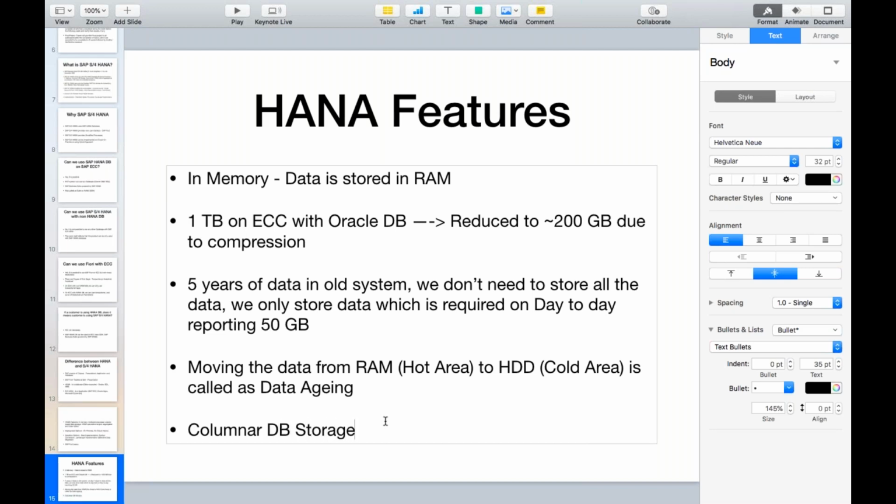So the first functionality, the first benefit of storing the data in the column-based form, is compression. It supports compression. All other traditional databases we were using with SAP stored the data in the form of rows. Now this is technical.